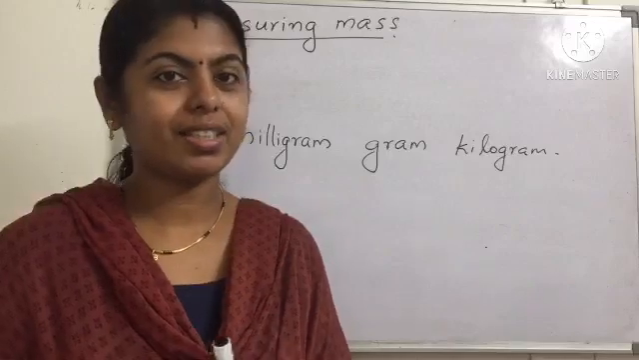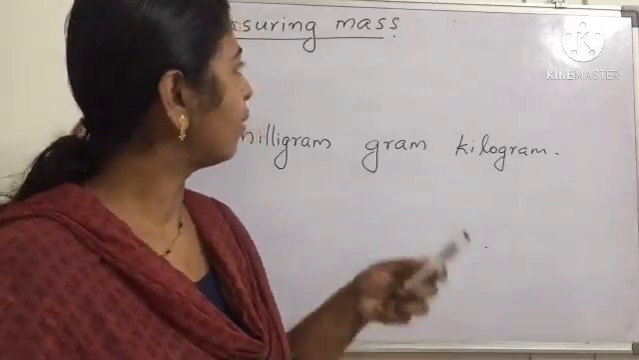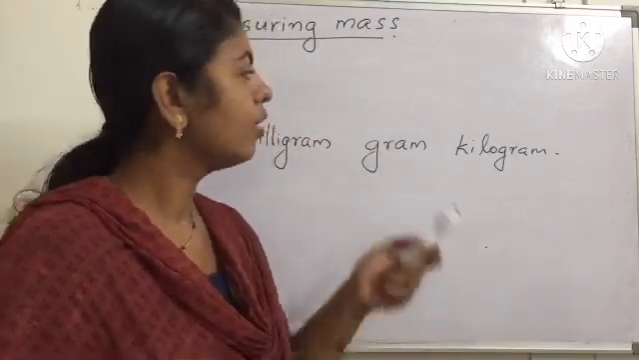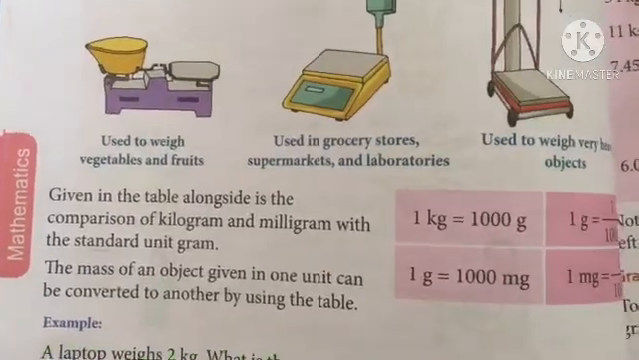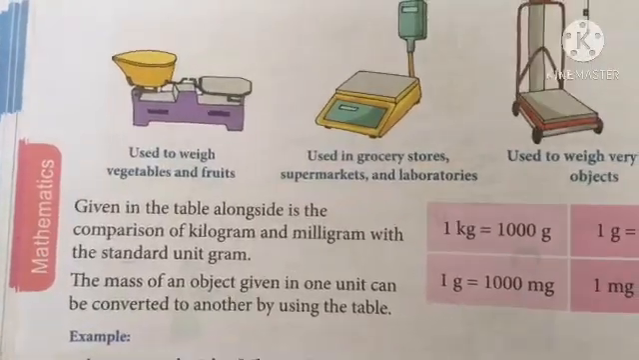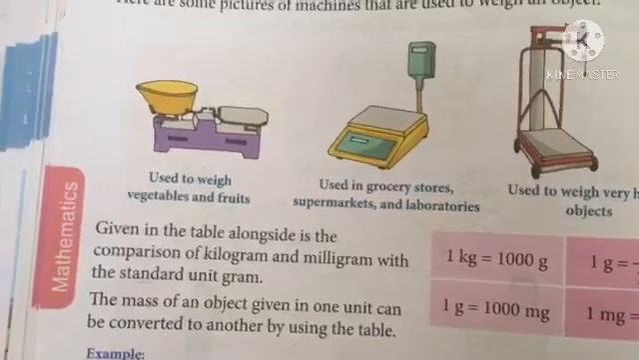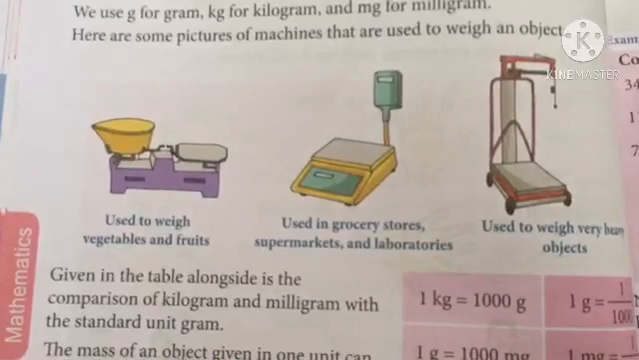Okay, to measure the weight of this brinjal or sugar, we are using this gram and kilogram. Okay, in textbook page number 108, it shows the pictures of some machine. It's used to measure the weight of an object. I think all these machines are familiar for you.